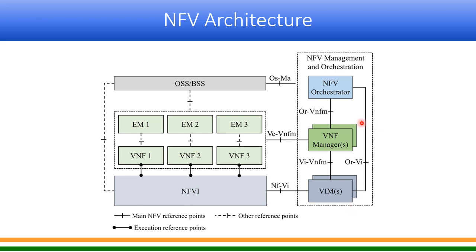So if you look here, there are various interfaces between individual elements here, and of course onto the left side. For example, OSS BSS is through this MANO, and this is the interface it has got. So this is how MANO works in a simple way.